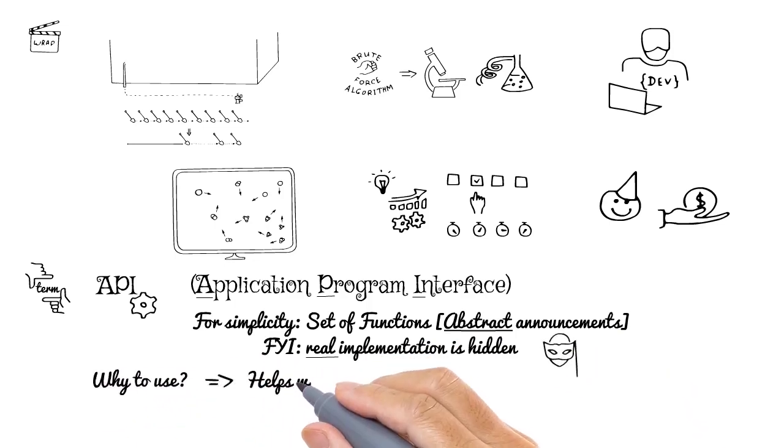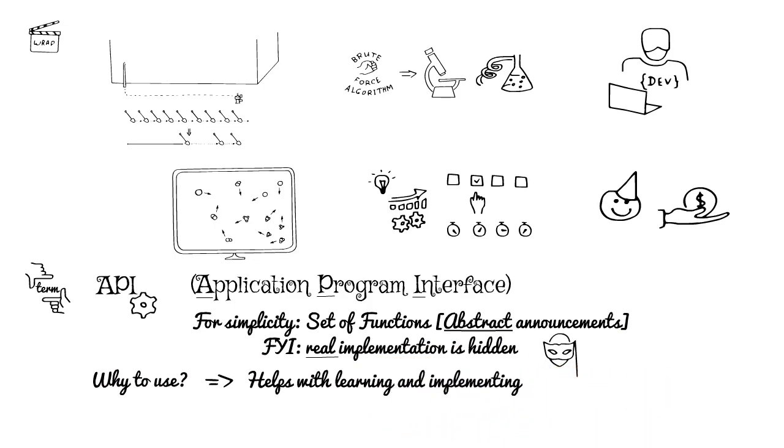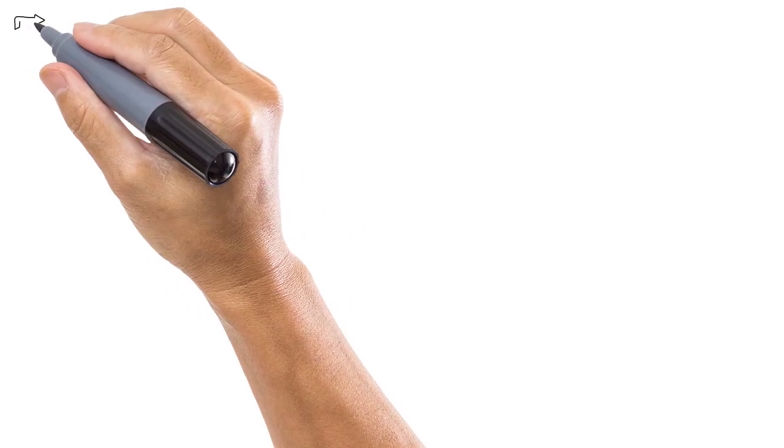Why is it important to use API? Because it allows us to simplify the process of learning and implementing. It allows us to hide lots of steps inside the implementation of a specific procedure and announce just a description of what to expect from this procedure, assuming the function is implemented properly and works as expected.